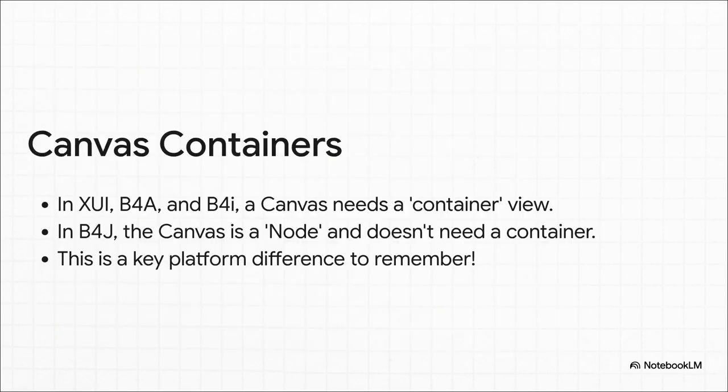Okay, but here's a little gotcha you need to know. On mobile, with B4A and B4I, your canvas actually needs to live inside a container view, something like a panel. But for desktop with B4J, the canvas itself is a node, so you can add it directly. It's a subtle difference, but it's super important to remember when you're setting up your project layouts.